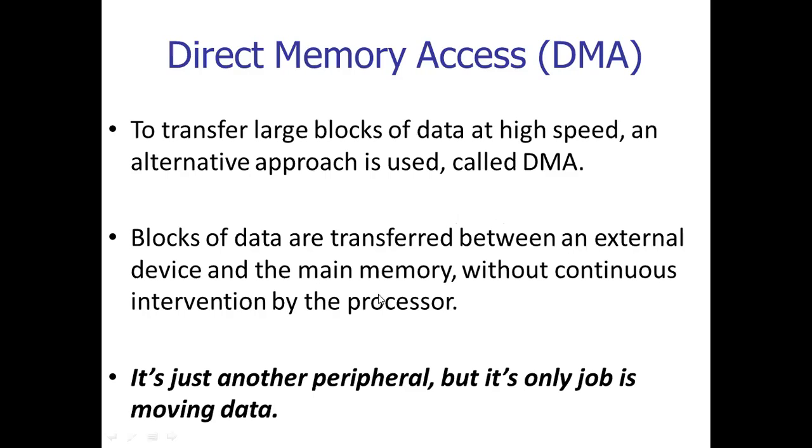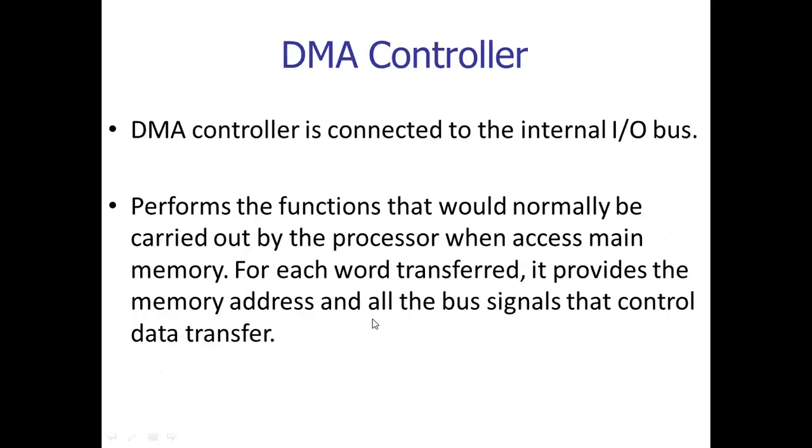For direct memory access, to transfer a large block of data at high speed, an alternative approach is used, called DMA. Blocks of data are transferred between an external device and the main memory without continuous intervention by the processor. It's just another peripheral, but its only job is moving data.